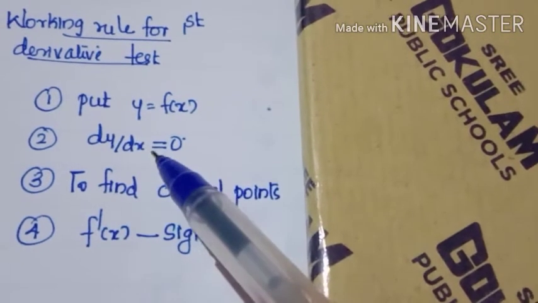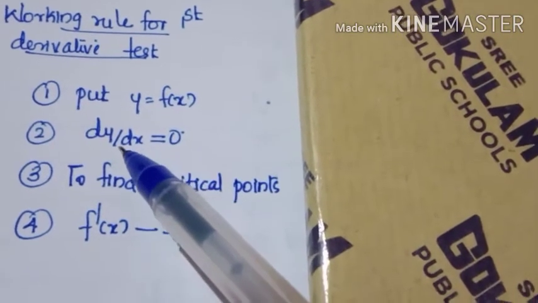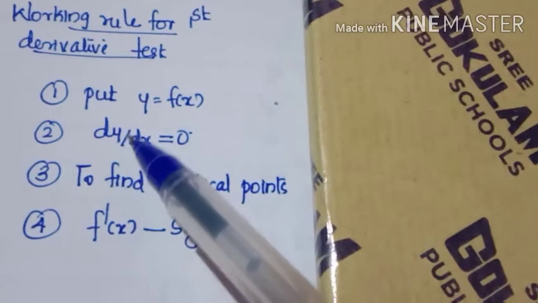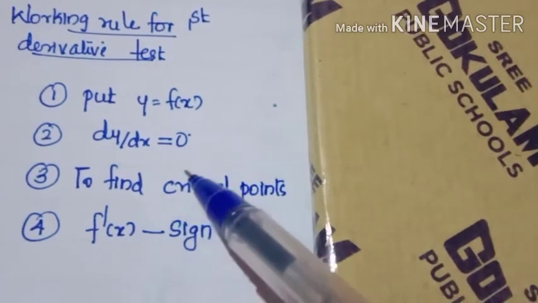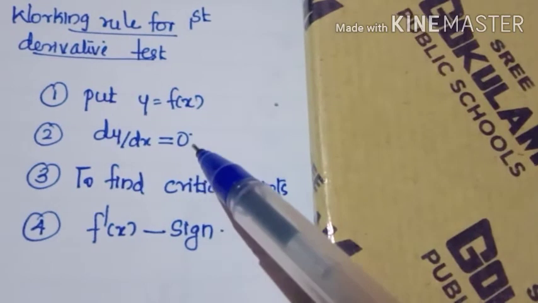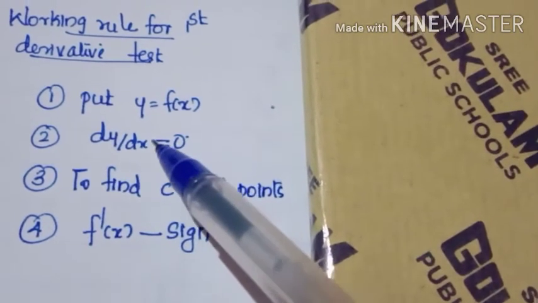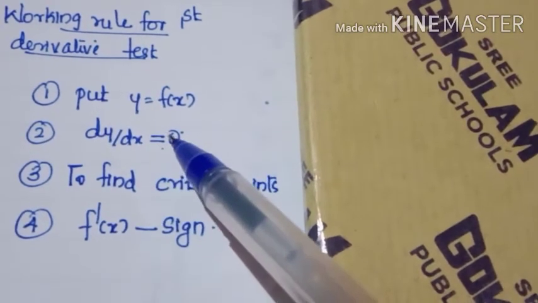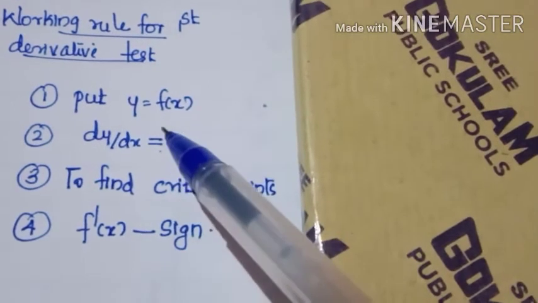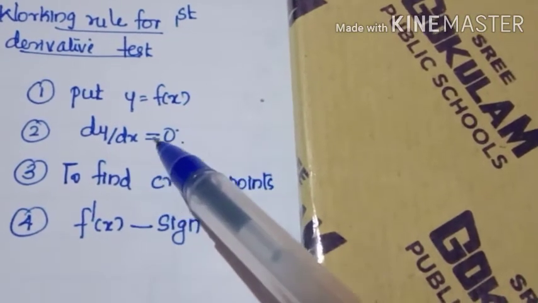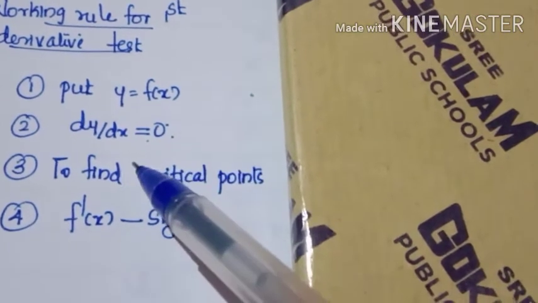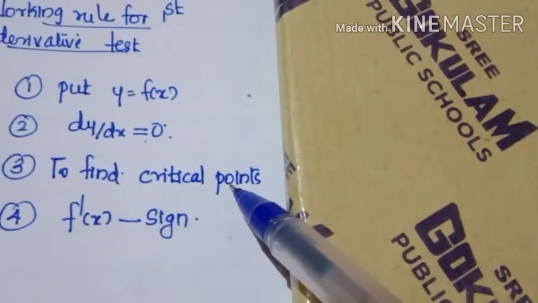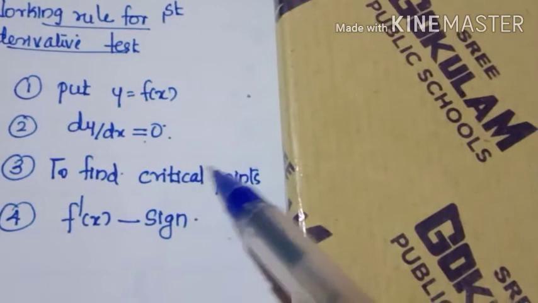Then you have to find its first derivative, dy by dx. Then the next step would be, simply put dy by dx equal to 0. By putting dy by dx equal to 0, you will get some linear factors, and you compare those linear factors to 0. You will get some points. That is our third step, to find the critical points or stationary points.